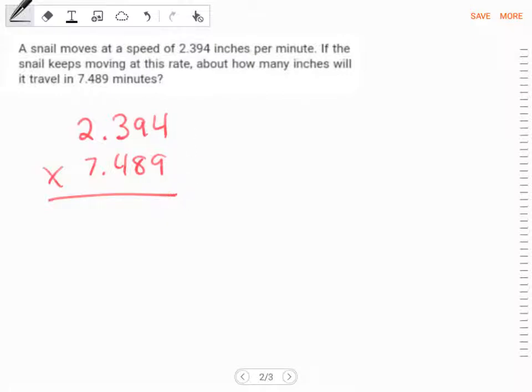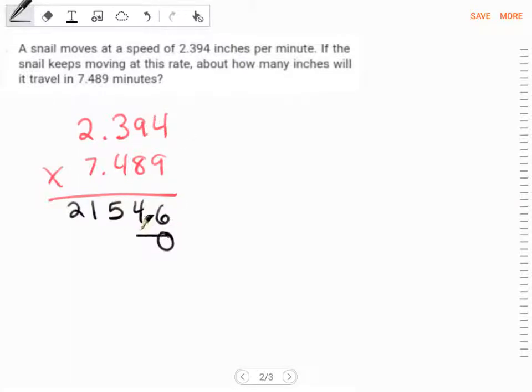9 times 4 is going to give me 36. 9 times 9 is going to give me 81, plus 3 is 84. 9 times 3 gives me 27, plus 8 is going to give me 35. 9 times 2 gives me 18, plus 3 is 21. Now I'm going to put my placeholder down below.